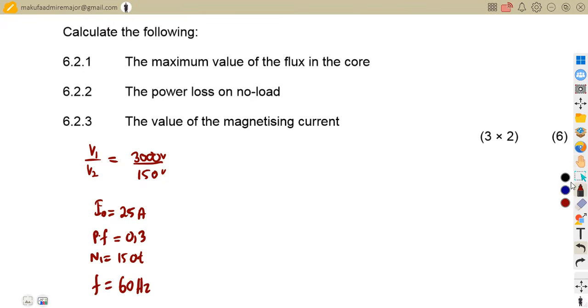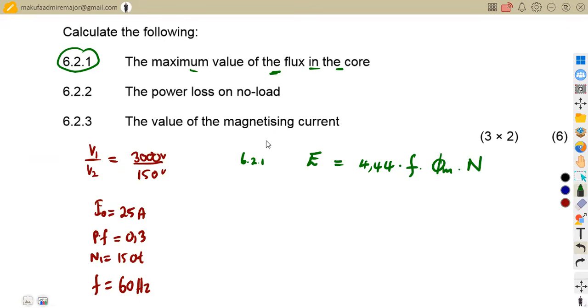Then the question asks us to calculate the following: the maximum value of the flux in the core. The moment we talk of maximum value on a transformer, the first thing you should think about is our EMF equation. From our EMF equation, we can calculate the EMF by the formula: E is equivalent to 4.44 times the frequency times the maximum flux times the number of turns.